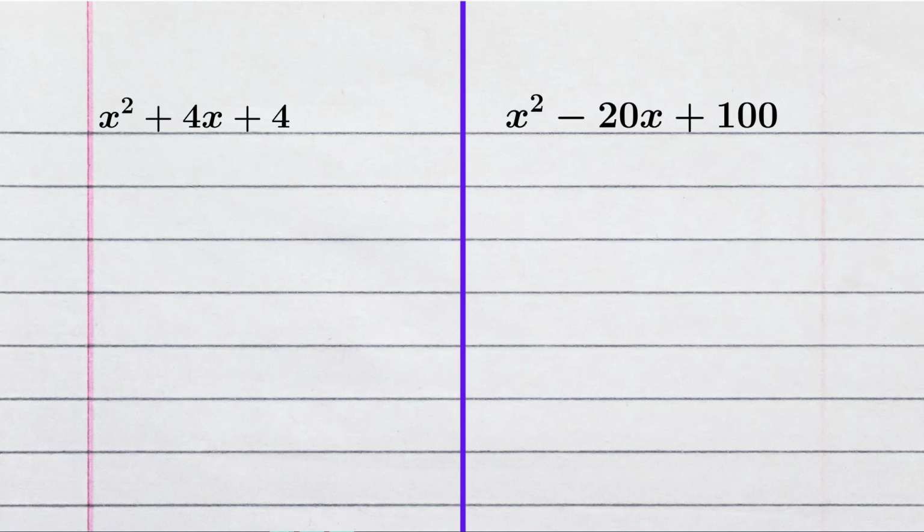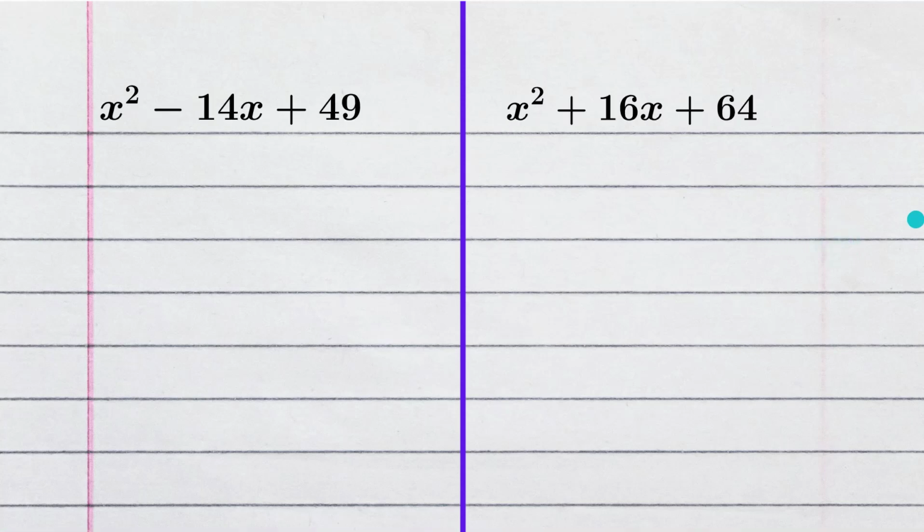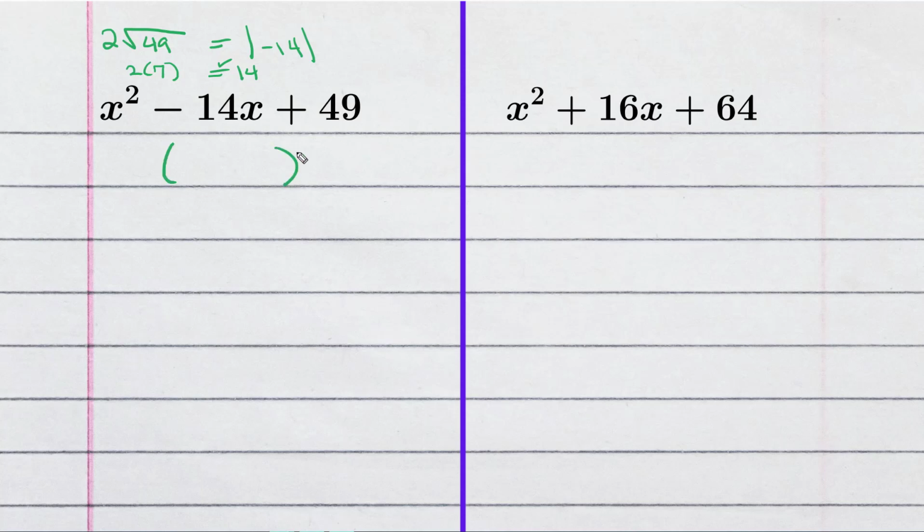Two more just like this. Again, we're going to check, is 2 times the square root of 49 equal to the absolute value of negative 14? And so 2 times 7 is equal to 14, and that is true. So that means I can factor it using the shortcut method of x, this middle sign, and 14 divided by 2, which gives you 7, and then that's your factoring.